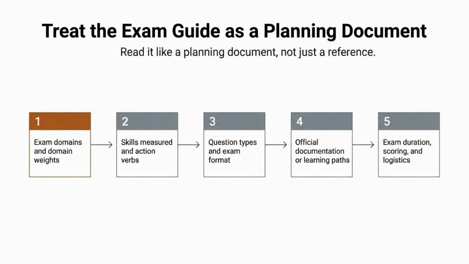Next, look for the skills measured. Pay attention to verbs like configure, design, troubleshoot, monitor, identify, compare, recommend, or implement. Those verbs matter because they tell you the type of thinking required. Also look for question types, exam duration, scoring information, and official resources. The goal is to understand not only what is on the exam, but how the exam expects you to think.